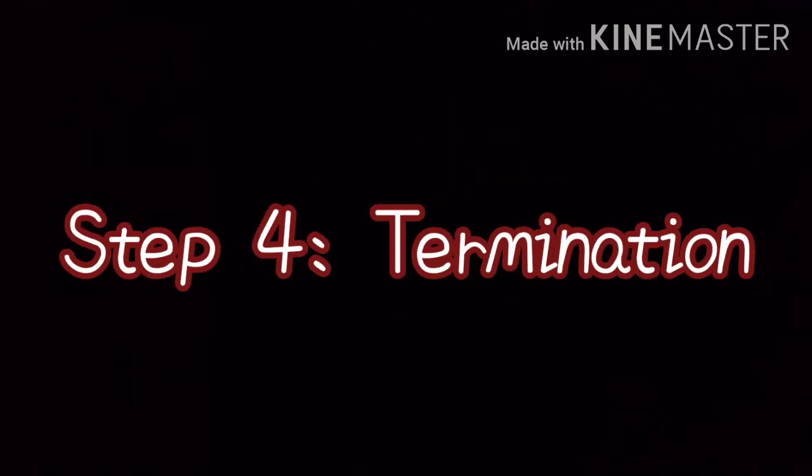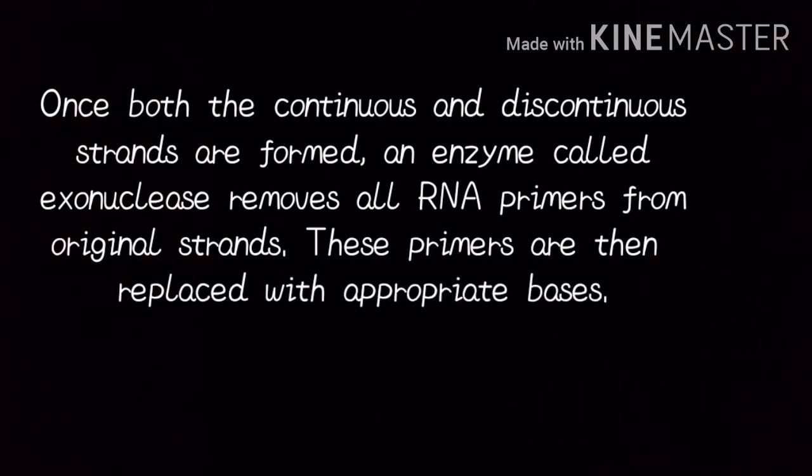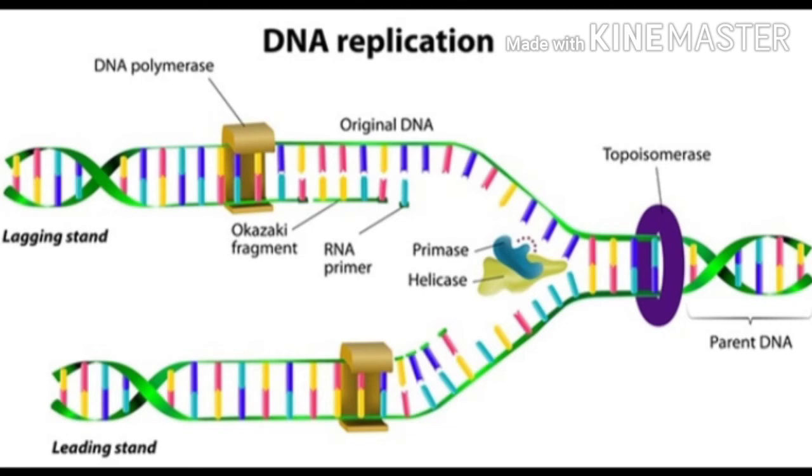Termination. Once both continuous and discontinuous strands are formed, an enzyme called exonuclease removes all RNA primers from the original strands. These primers are then replaced with appropriate bases. Another exonuclease proofreads the newly formed DNA to check, remove, and replace any errors. Another enzyme called DNA ligase joins Okazaki fragments together, forming a single continuous strand.